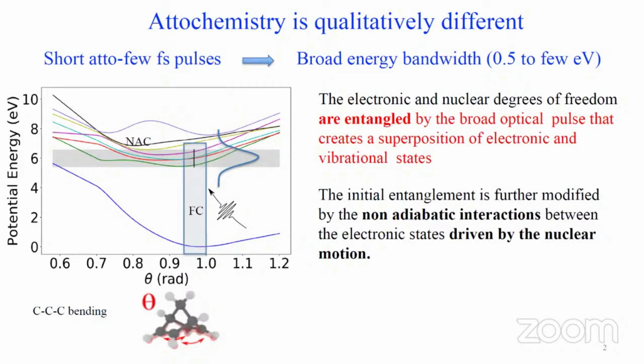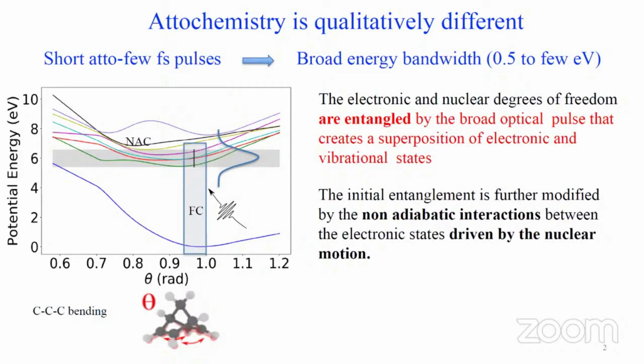And the major difference is the fact that we have a broad energy bandwidth because the pulse is short. Typically, we are going to excite simultaneously several electronic states which fall in the bandwidth of the laser, in a diatomic molecule. It's a cut here in the potential energy surface of norbornadiene. And the point is that we are going to entangle the motion of electron and nuclei already at the excitation step when we use such broad laser pulses.